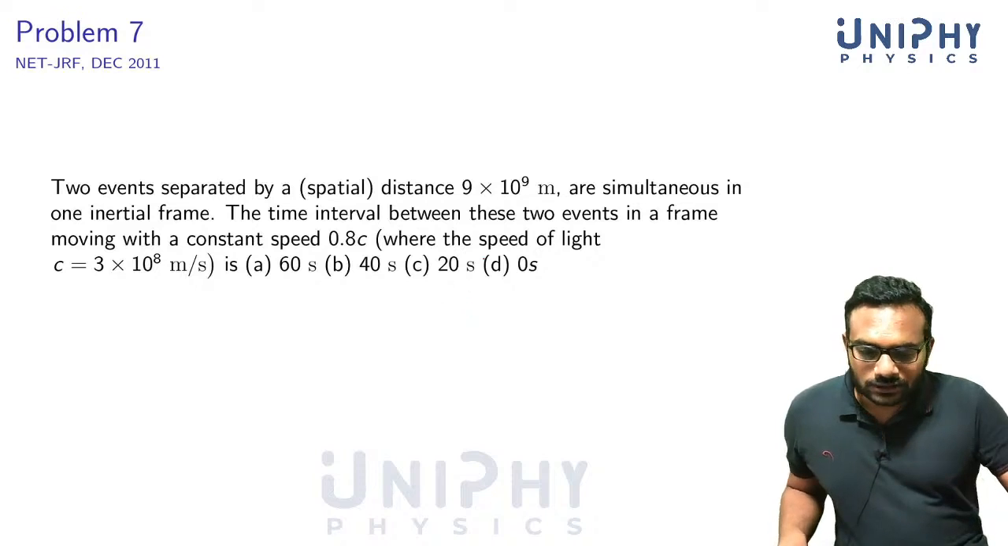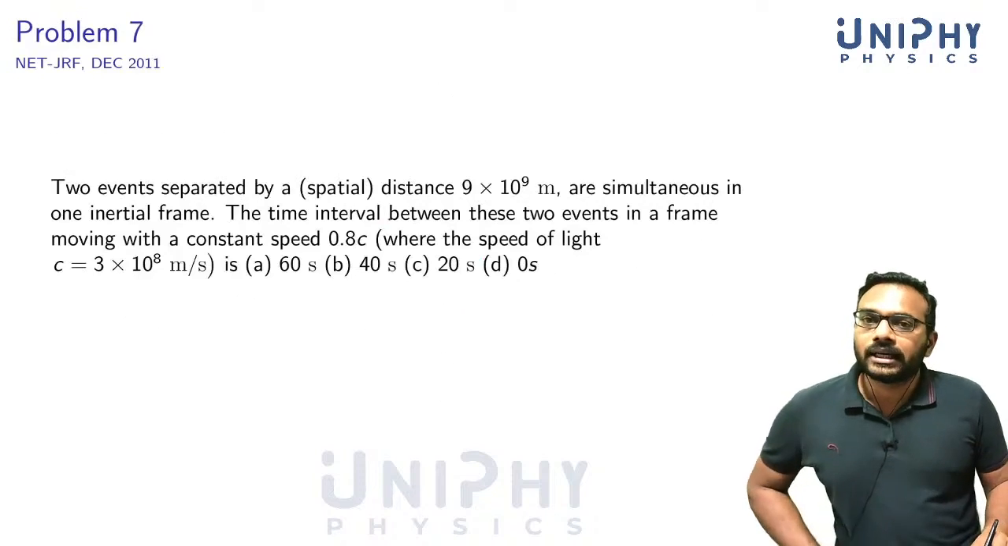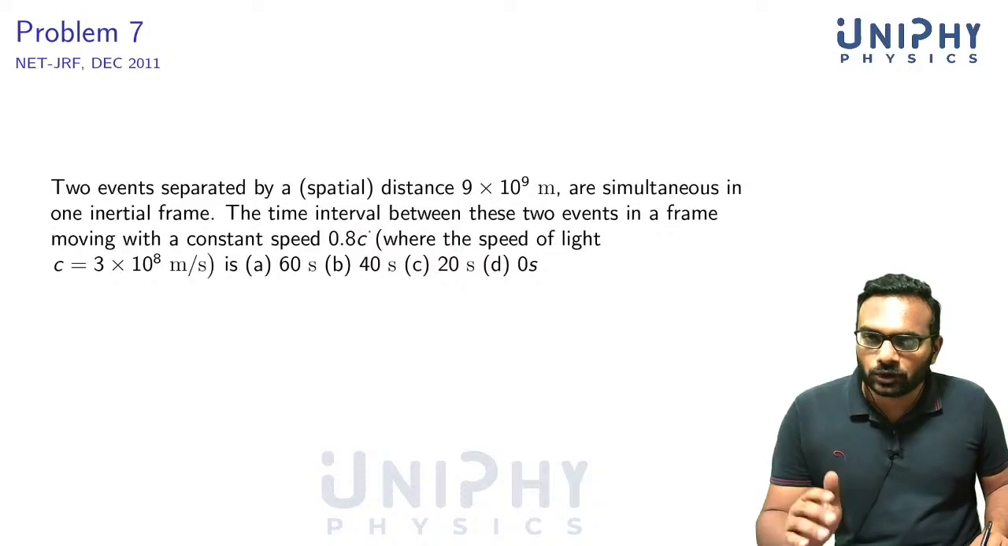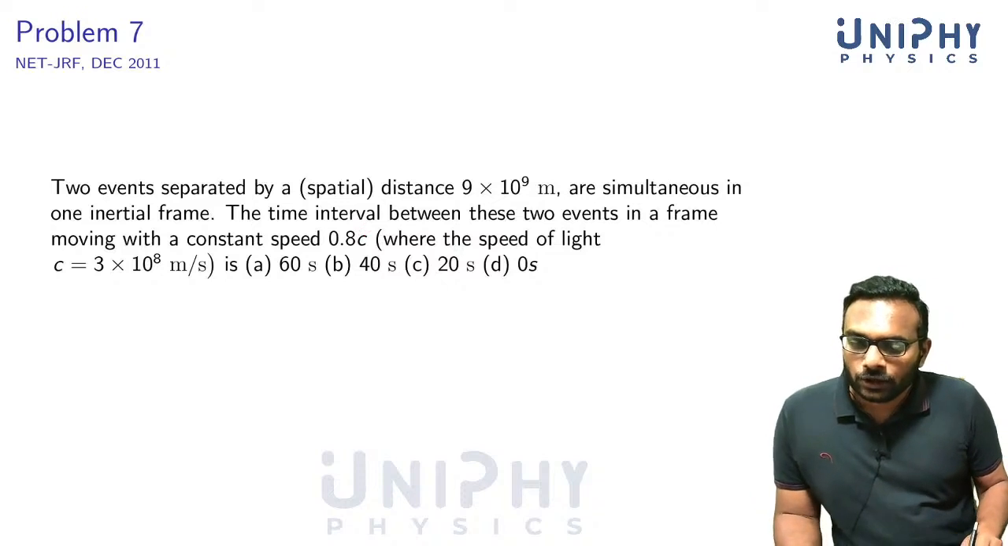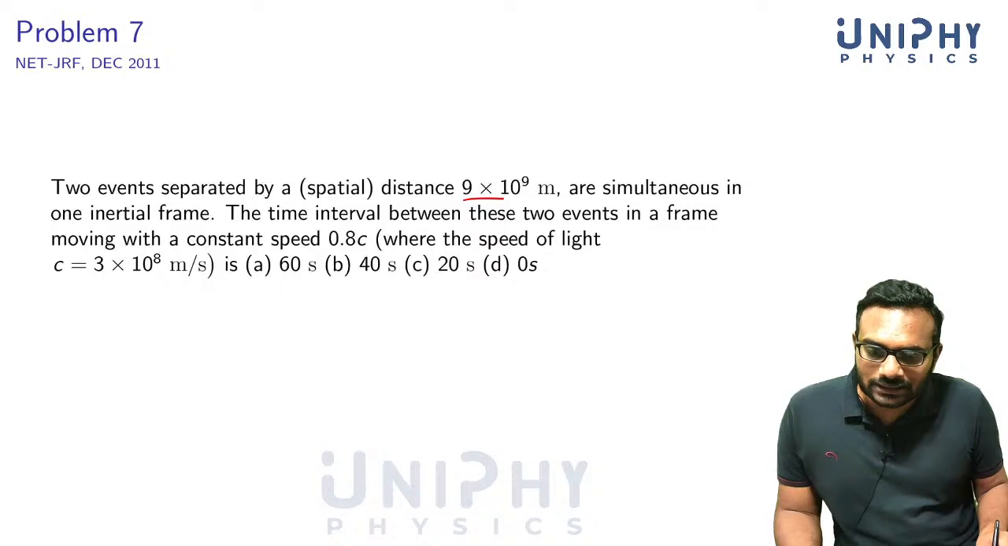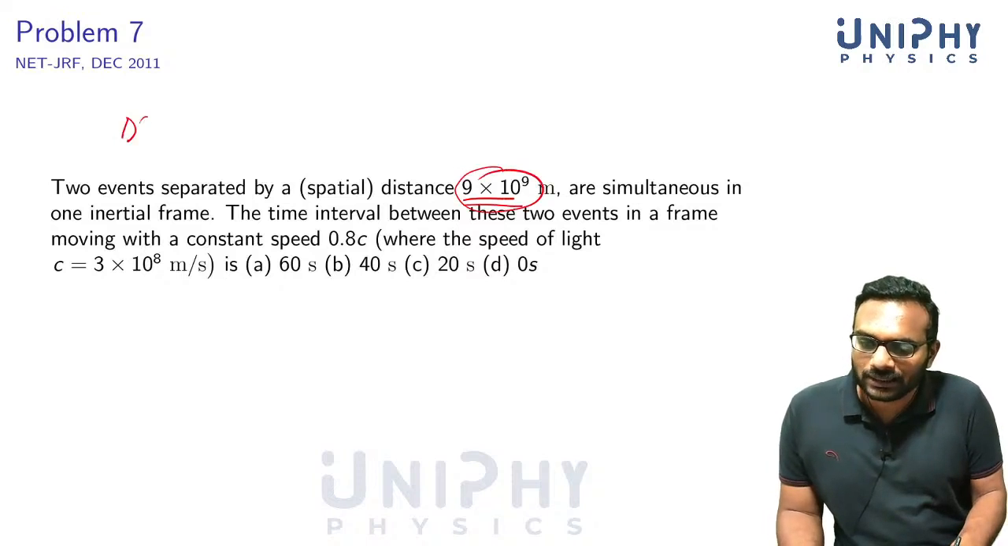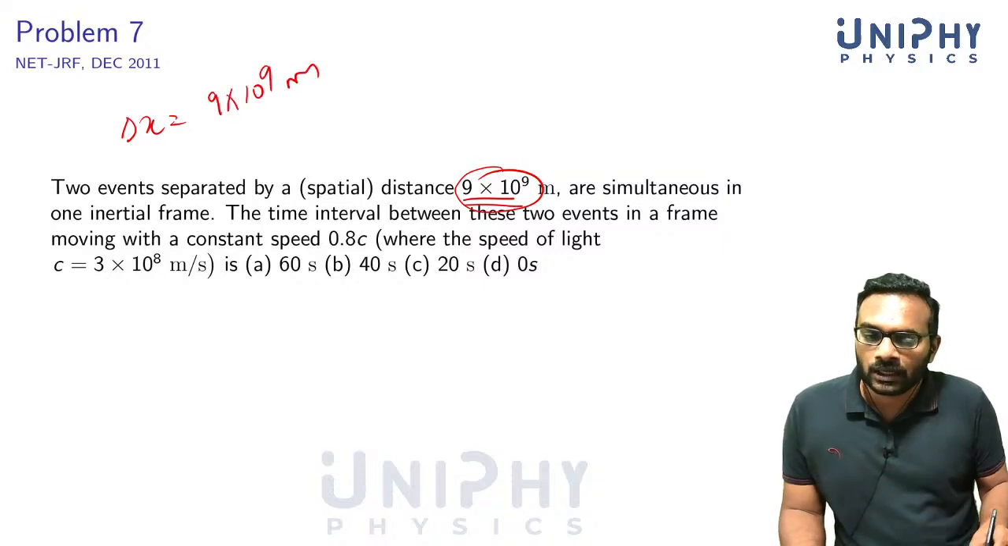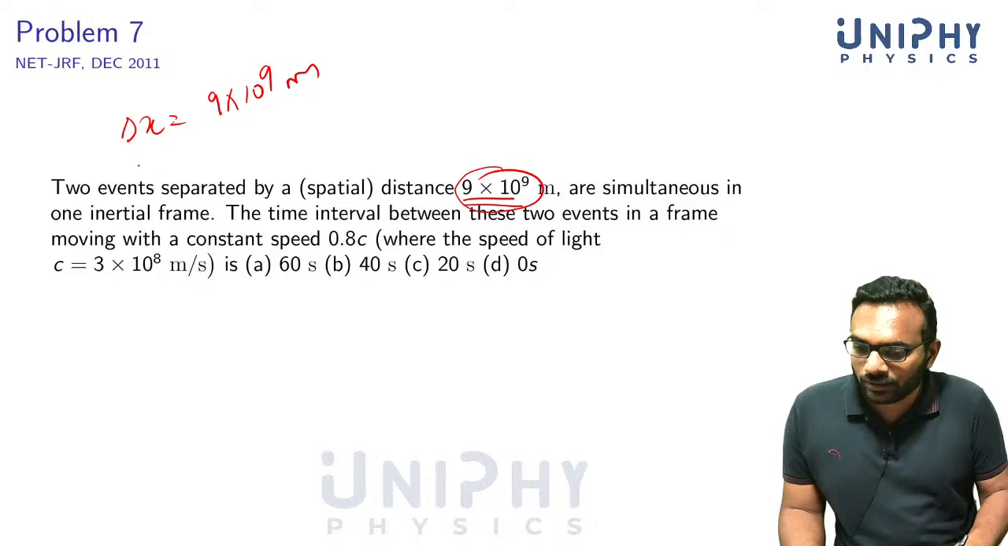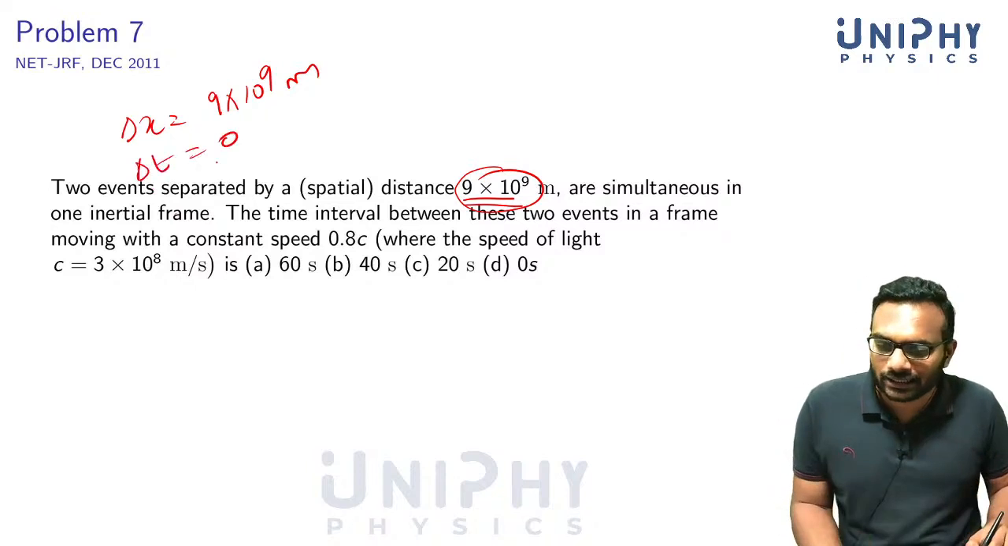Here is another problem. This is again from the special theory of relativity, also asked in the December 2011 NET. Two events separated by a small distance, 9 × 10⁻⁹ meter, so the spatial separation is Δx = 9 × 10⁻⁹ meter, are simultaneous in one inertial frame. So in this frame, the events happen exactly at the same time.